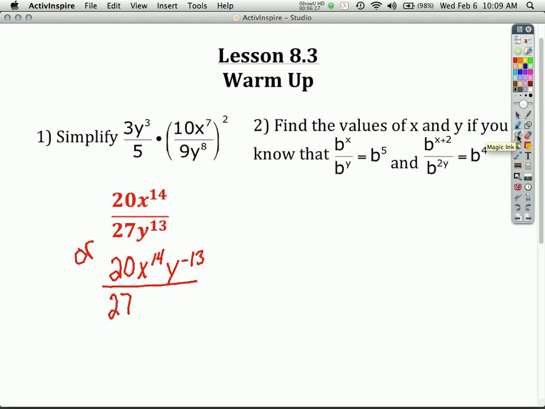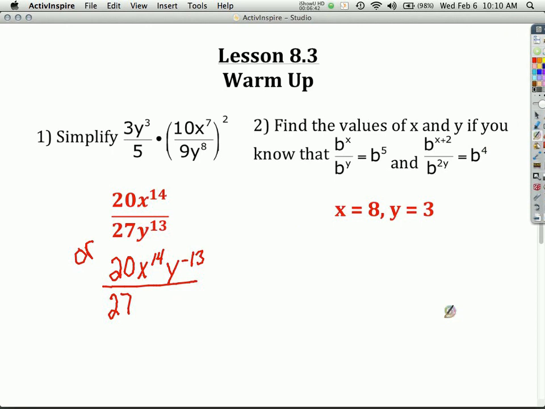Number two, what did you get? We'll start with Ashley, Avanti, and then Brandon. X equals 8 and y equals 3. Okay, you got the same thing? X equals 8 and y equals 3.